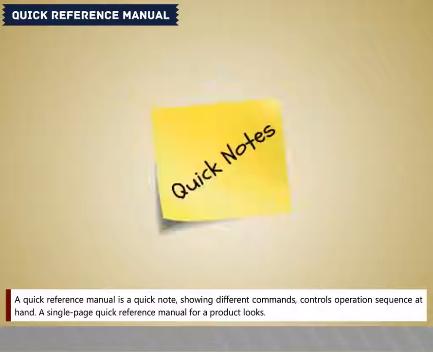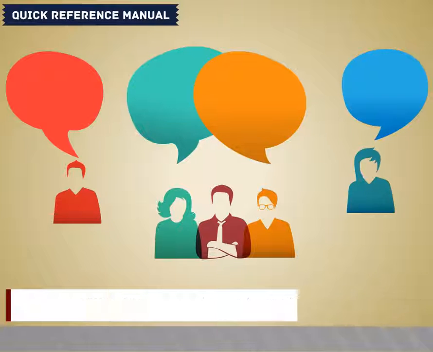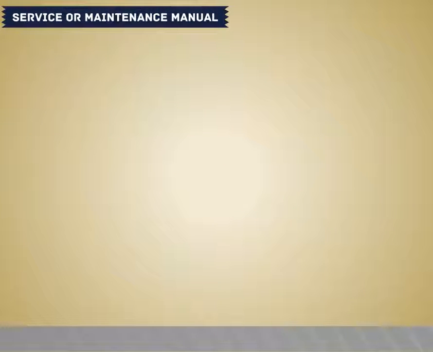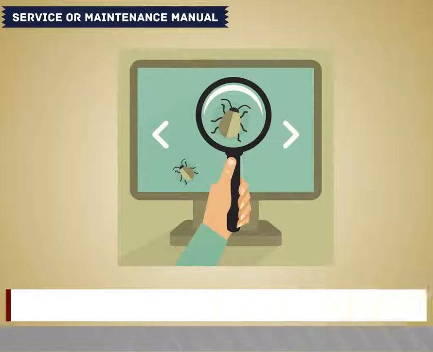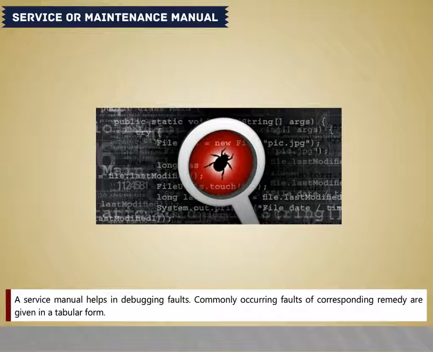A quick reference manual is a quick note showing different commands and control operation sequences at hand. A single page quick reference manual for a product looks like this. Service or maintenance manual. A service manual helps in debugging faults. Commonly occurring faults and corresponding remedies are given in a tabular form.